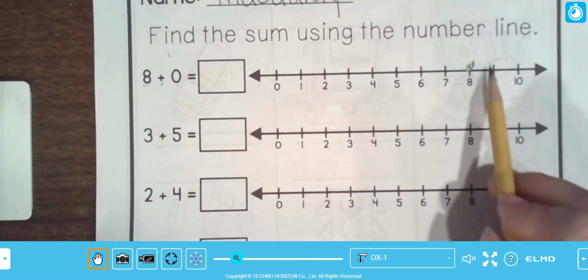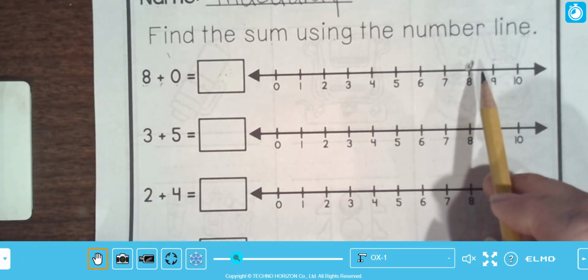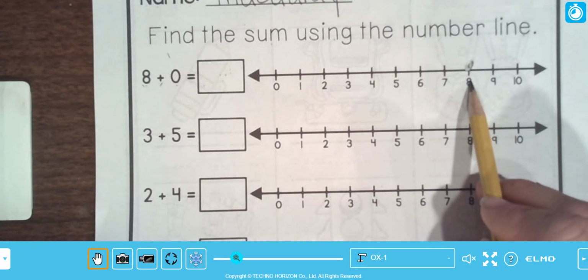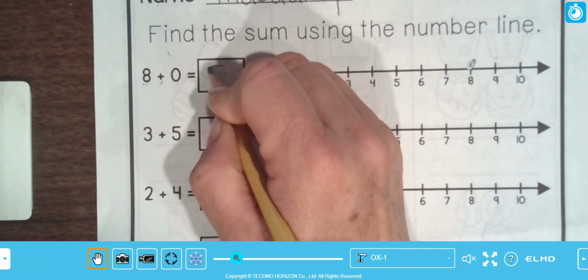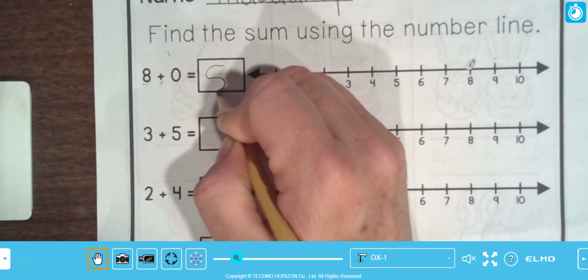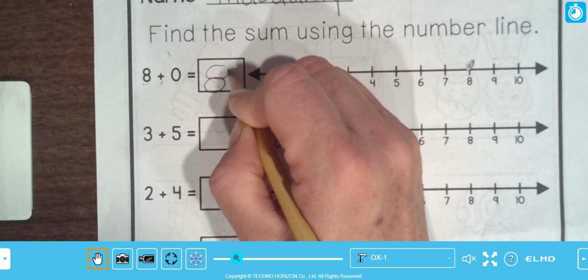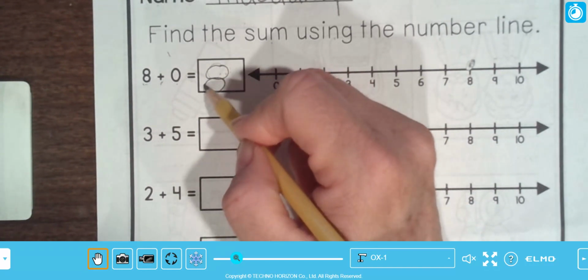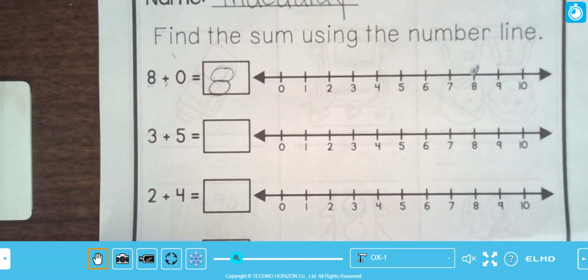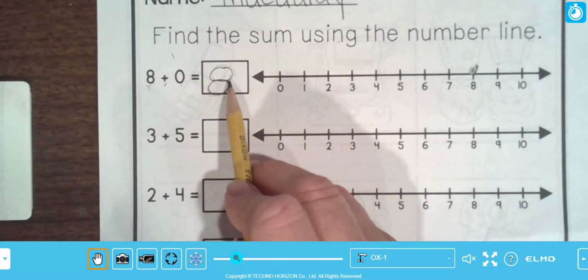So what is the answer? If we started at 8 and we didn't put any bumps, where did we stop? Yeah, we're still at 8, right? So our answer is 8. Start here, curve around like you're making an S. See, like an S? And then you're going to curve this way and curve this way. So it's an S and then a backwards S. There you go. So 8 plus 0 equals 8.